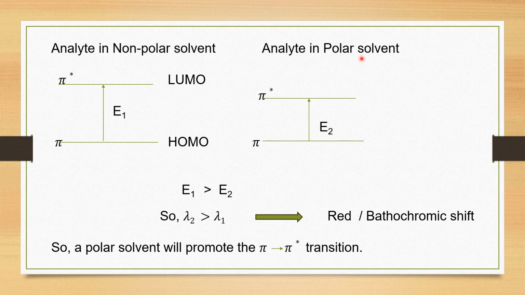When the same analyte is taken in polar solvent, as polar solvent stabilizes LUMO due to dipole-dipole interactions, here only less energy is required when compared with this energy E1. E2 is less than E1, or E1 is greater than E2. That means lambda 2 is greater than lambda 1. Here the wavelength is more in the presence of polar solvent. That means polar solvent is causing the red or bathochromic shift. So polar solvent is promoting the pi to pi star transitions.